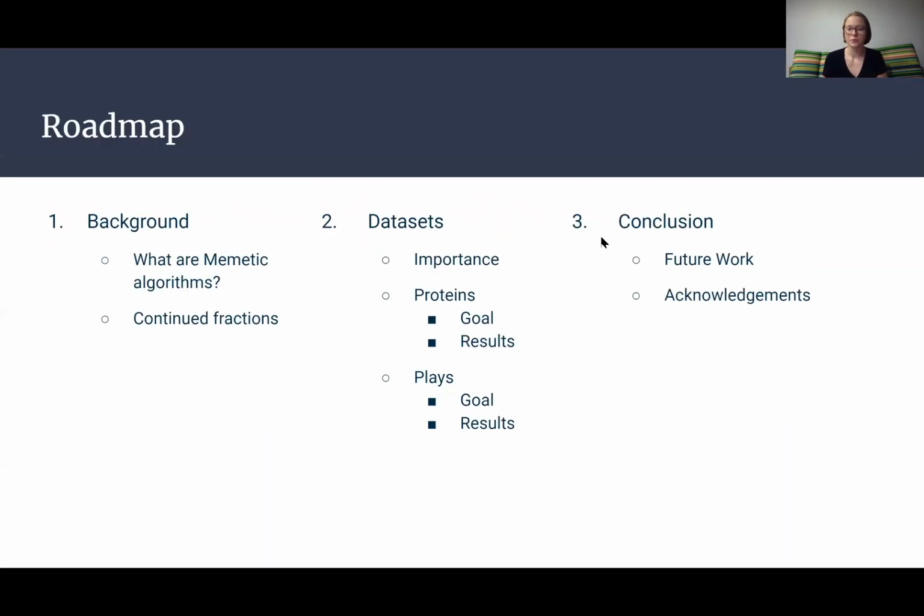So here's a little roadmap of what we're going to talk about today. First I'll get into some background about what memetic algorithms are, and also I'll explain what continued fractions are and how they relate to our algorithm. Then I'll talk about data sets and why they're important in machine learning, and I'll talk about two data sets that I've looked at in particular. And then I'll have a little conclusion where I summarize everything I've gone over and talk about future work and say my acknowledgements.